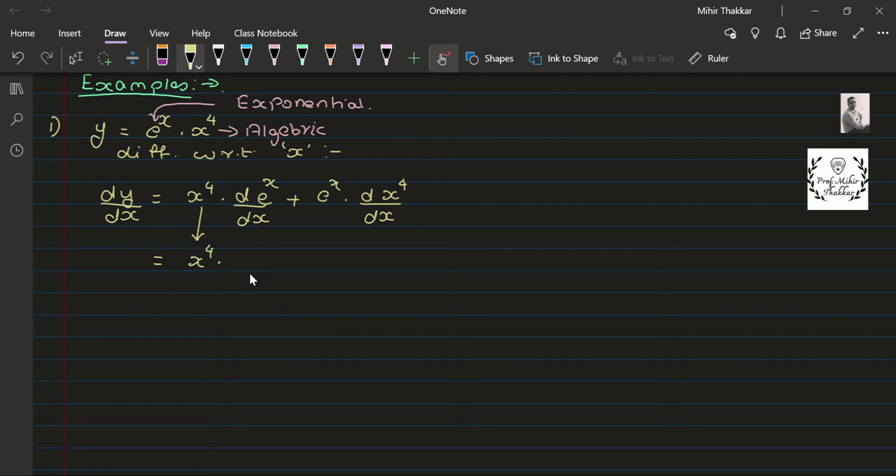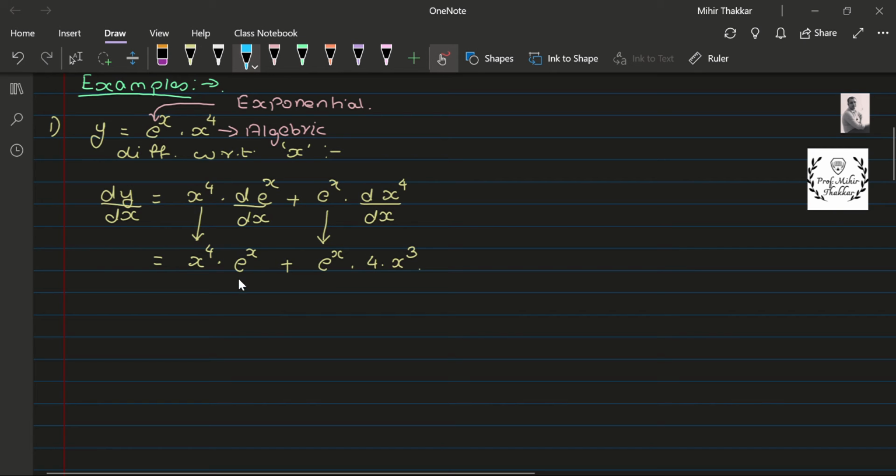E raised to x, derivative is e raised to x, plus e raised to x is again outside the derivative sign. It will come down as it is without any change. But x raised to 4, we will apply the formula for derivative of x raised to n. The formula for x raised to n is n into x raised to n minus 1. So the answer is 4 into x raised to 4 minus 1, which is 4x cube.